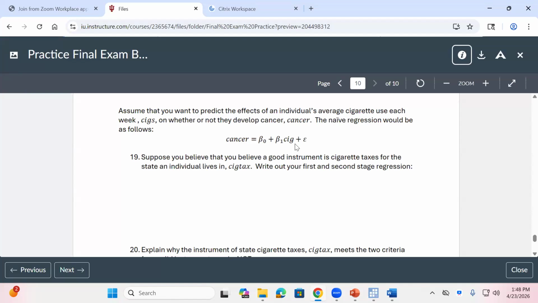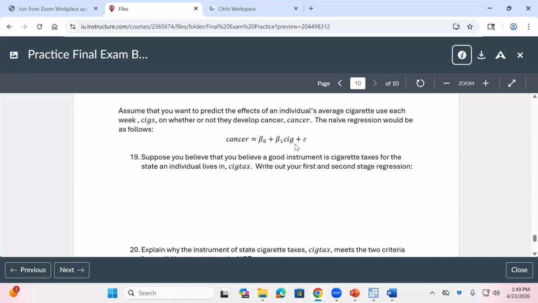Now, my second stage, I've got to be careful because yes, it's going to be my Y variable. However, what am I going to use in that second stage? I'm not going to use my instrument. I'm still using that X variable, but I'm using what? The predicted value of that X variable.